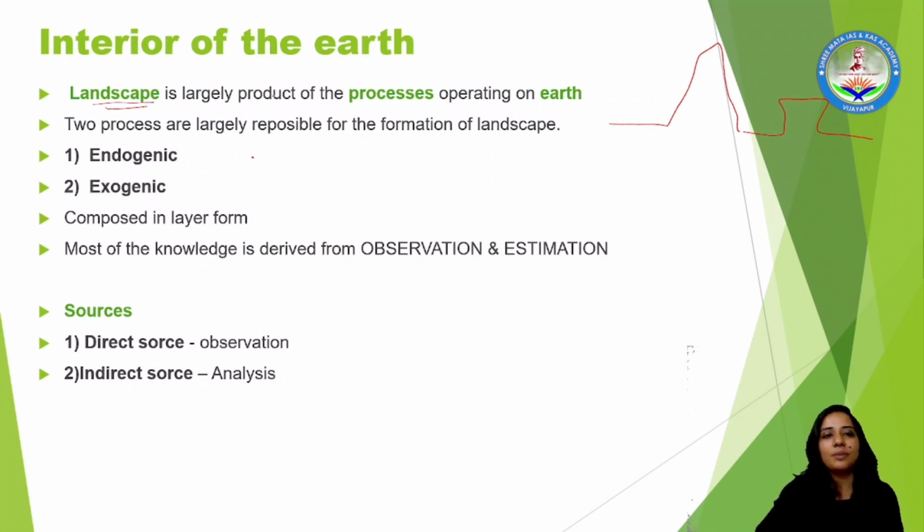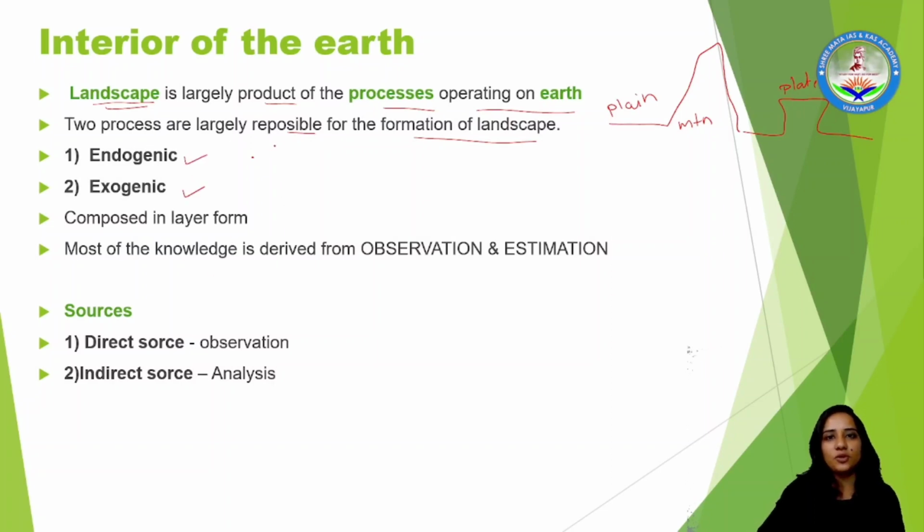And these landscapes are largely the product of the processes which are operating on the earth. What are these processes? These processes are largely responsible for the formation of the landscapes. It means these processes are responsible for forming a mountain, or plain lands, or a plateau. What are these processes then? These are nothing but your endogenic and exogenic processes.